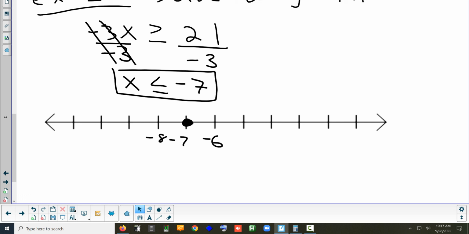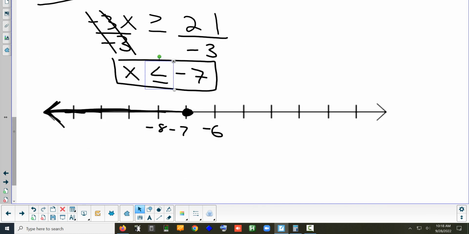And how about, what way are we going to shade? To the left. Because the inequality will tell us which way to shade, because it's set up letter, symbol, number. So shade to the left. And that's example 1. Any questions on that one?